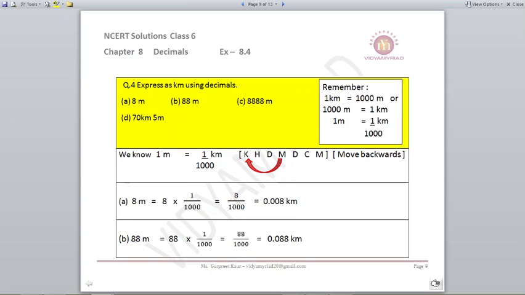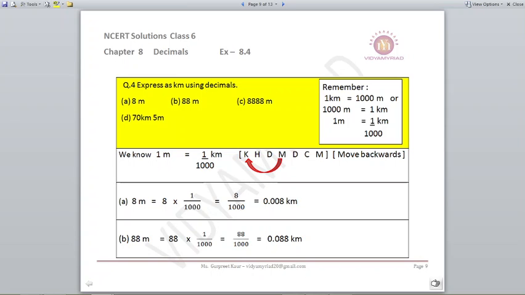Now the question is 8 meters. Now 1 meter is equal to 1 upon 1000. So 8 meter will be equal to 8 multiplied by 1 upon 1000, which is 8 upon 1000. Now there are 3 zeros. I need 3 places in the numerator to put the decimal. But there is only one digit 8. So for 2 empty places I will put 0. So it becomes 0.008 kilometers.